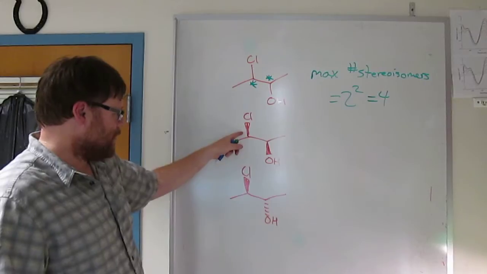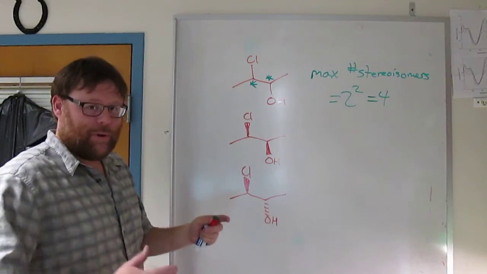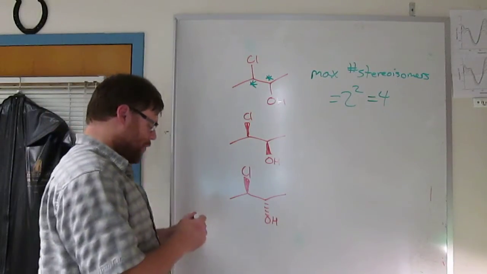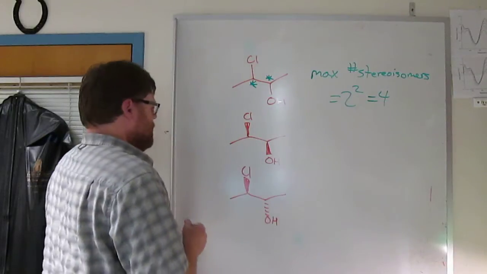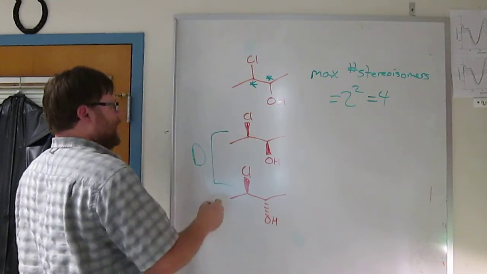Well, one chiral center stays the same, one inverts. So they're not mirror images. In a mirror image, both chiral centers invert. They're not the same because one changed. So therefore, the stereoisomers, they're not mirror images, they're diastereomers. D for diastereomer.